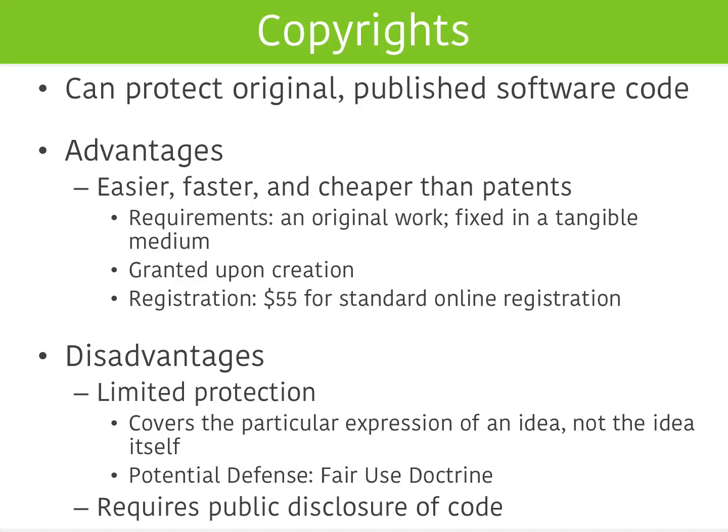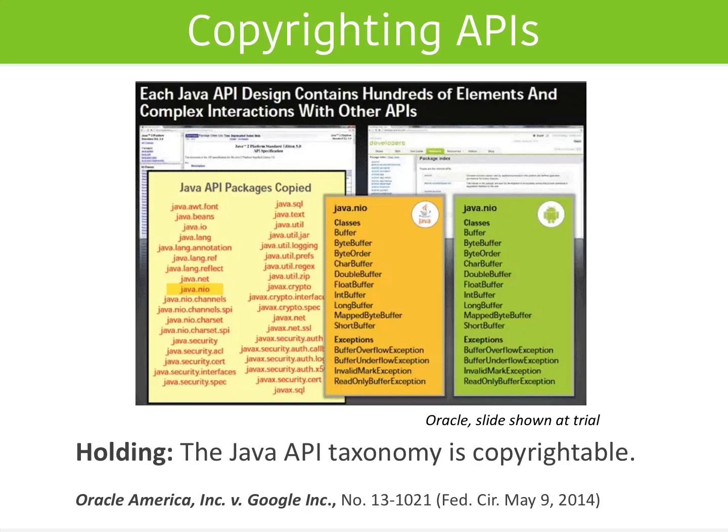And if someone is infringing your copyright, they may have the fair use doctrine as a potential defense, which means that maybe they argue that they're using a very small portion of it, or they're using it for educational purposes, or they're not selling it or anything like that. And so they may be able to get out of it. And so there are significant limitations to copyrights. An example of copyrightable software is the Java API taxonomy, which was found to be copyrightable in 2014.